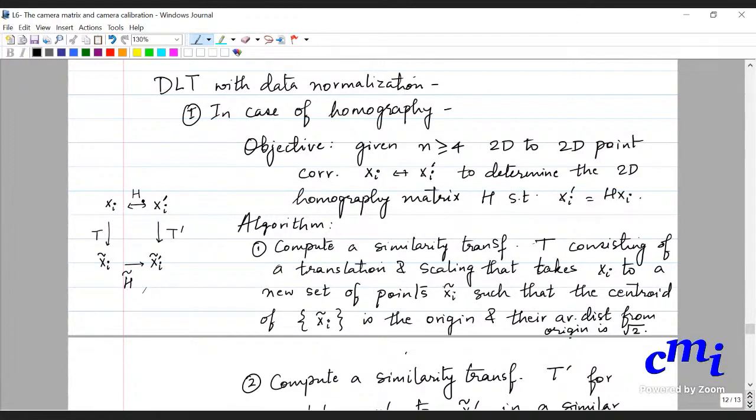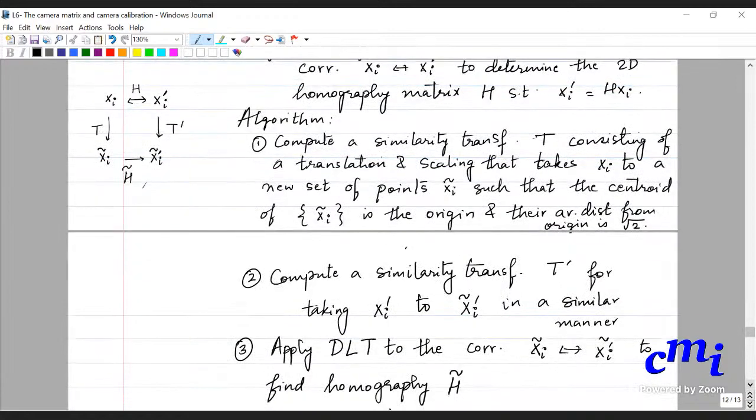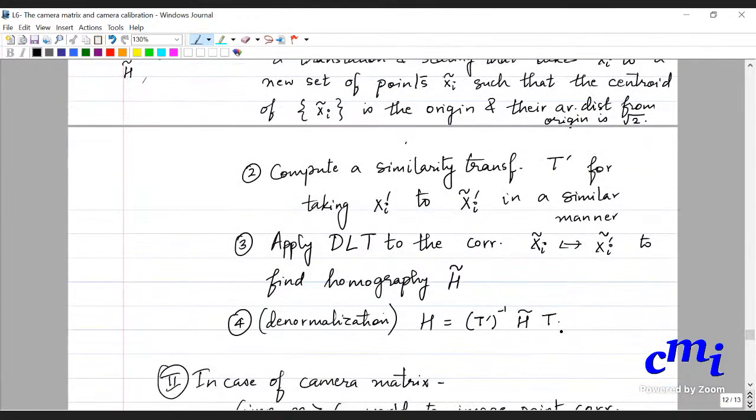What we really want is a homography here. What we compute is a homography here, where these are now normalized data. So we compute this h tilde, and then to get the required h, you apply this: h is T prime inverse h tilde T, the composition of those three maps. That's what you do in the end. You do denormalization, T prime inverse h tilde T.